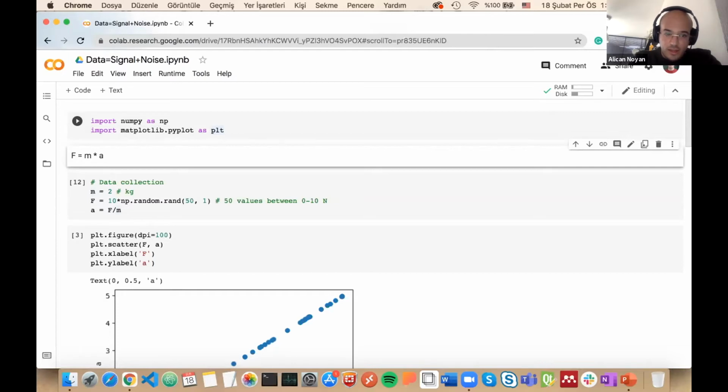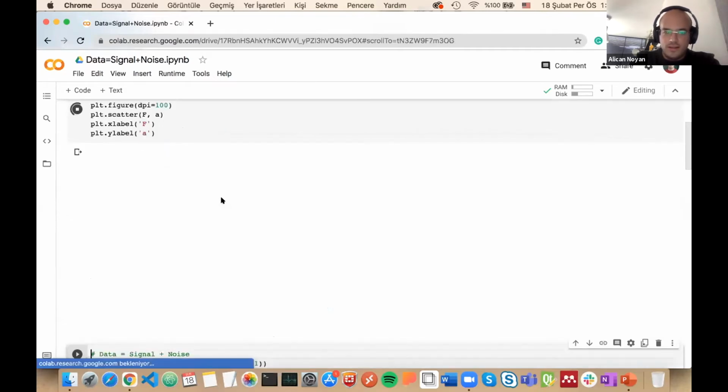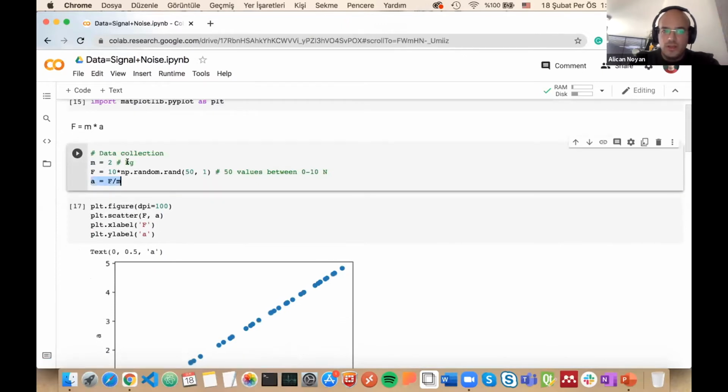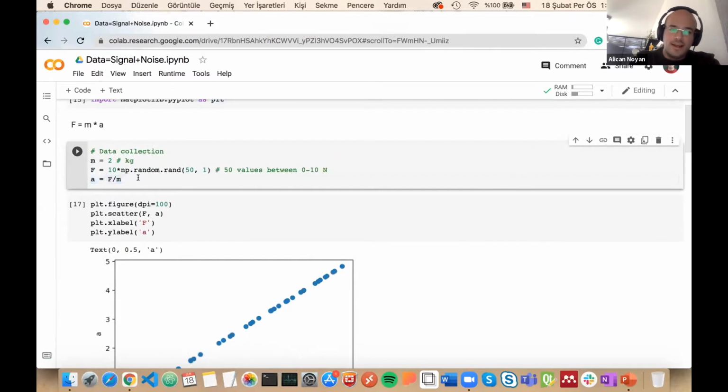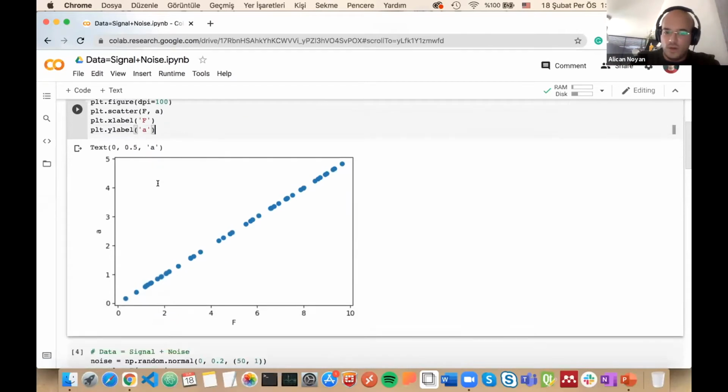For this example, I use Newton's second law, F is equal to ma. Let's imagine you're doing some data collection. There is an object, 2 kilograms, and you pull the object with some random force values between 0 and 10, 50 values, and then you measure the acceleration and you plot this data. Notice that we know this relationship due to Newton's second law. So I can generate the data. You can go and collect the data, but I can also generate it this way.